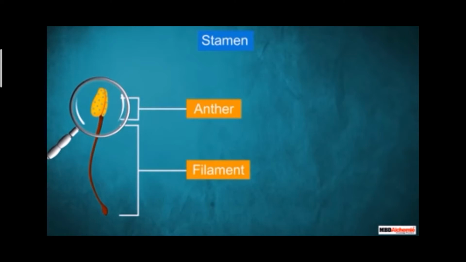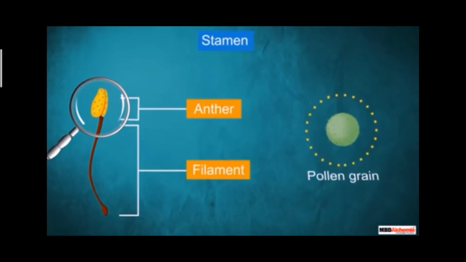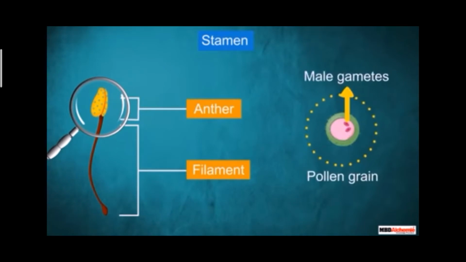Stamen is made up of two parts, anther and filament. The anther produces pollen grains. Pollen grain is the male gamete of the flower.